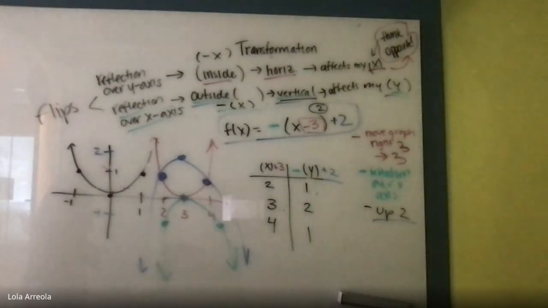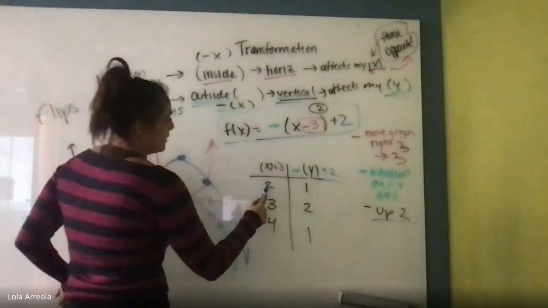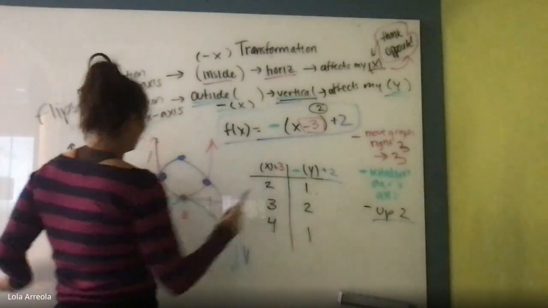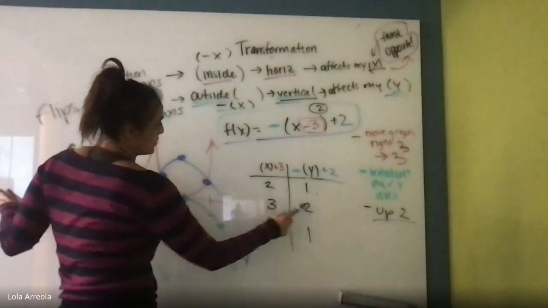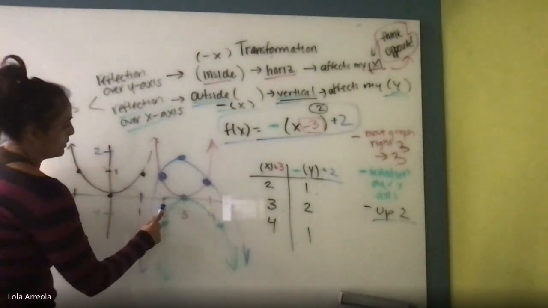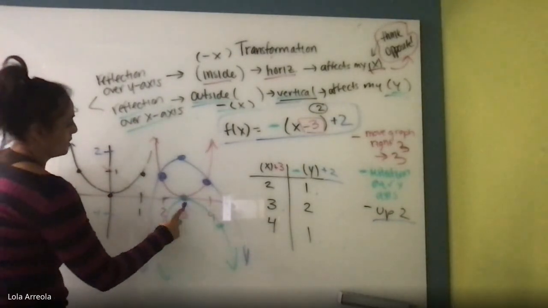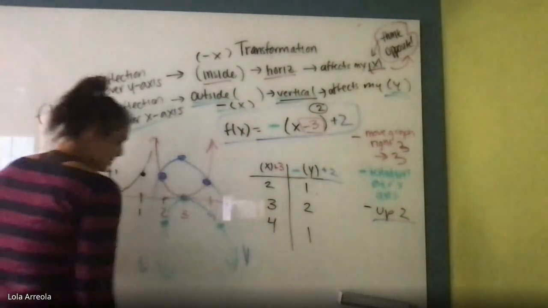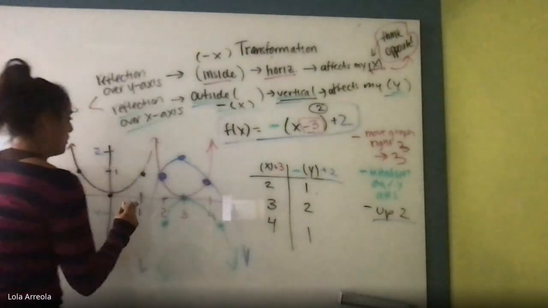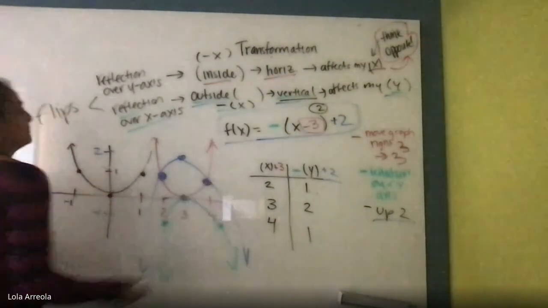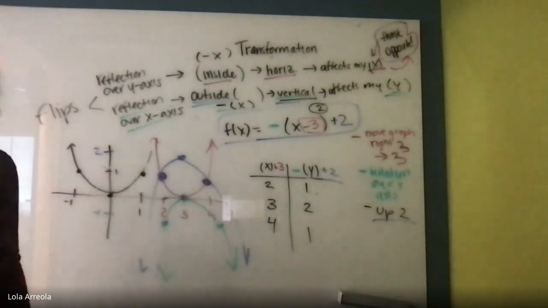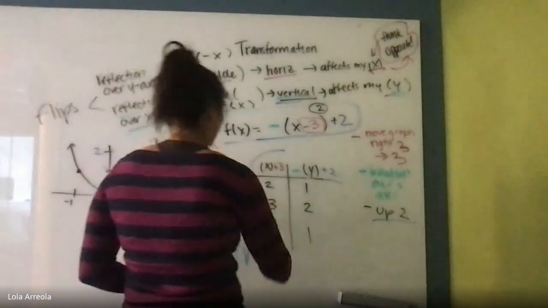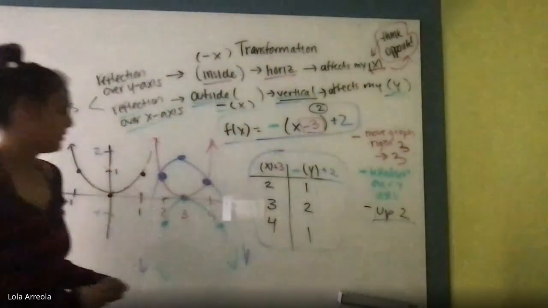Okay, now let's see. Does that make sense? My final graph should have (2, 1), (3, 2), (4, 1), which it does. Which is why this is my ultimate graph. So the graph in blue is my final result.